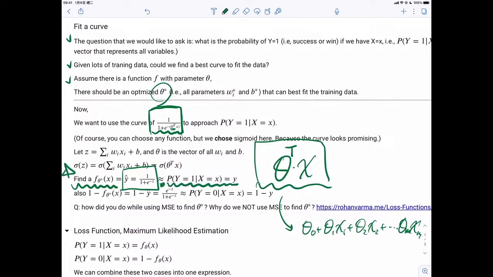So the definition is right here. To find the optimized parameter in the sigmoid function, so that the y hat, which is 1 over 1 plus e to the minus z power, will approximate the probability we want, which is the probability of y equals 1, which means win, under the condition given all big X, which is your features, and the result will be y. So we're going to do such kind of approximation.